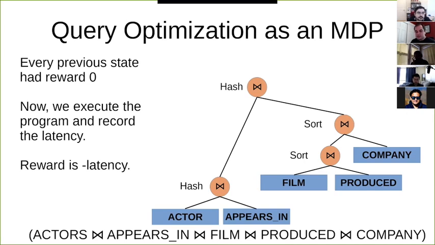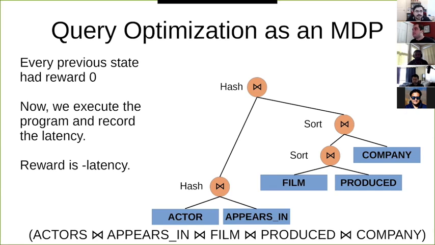So for any MDP superfans, to be precise with my terminology, in this MDP, every state before the terminal state has a reward of 0. Once we hit that terminal state, that last state where no more actions are available, we execute the program and we record the latency. And then the reward is the negative latency. By negative latency, I just mean reward is something you want to maximize and latency is something you want to minimize. So we just use the minus sign to make it go in the right direction.